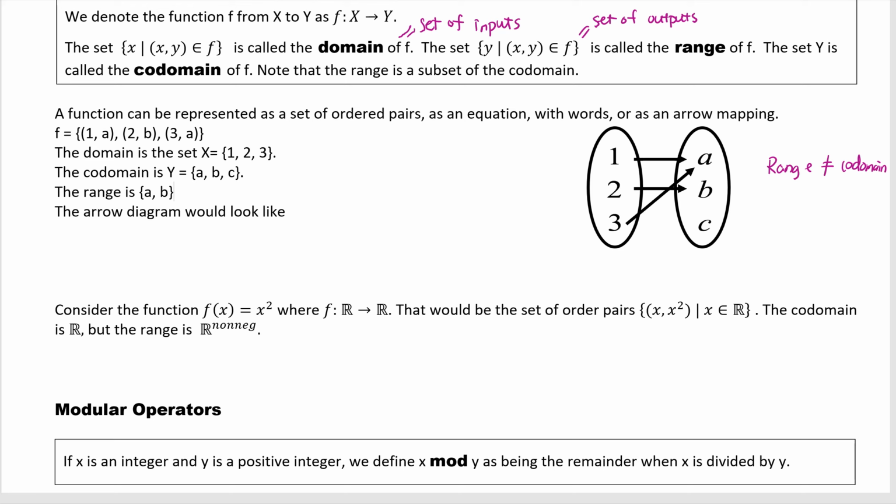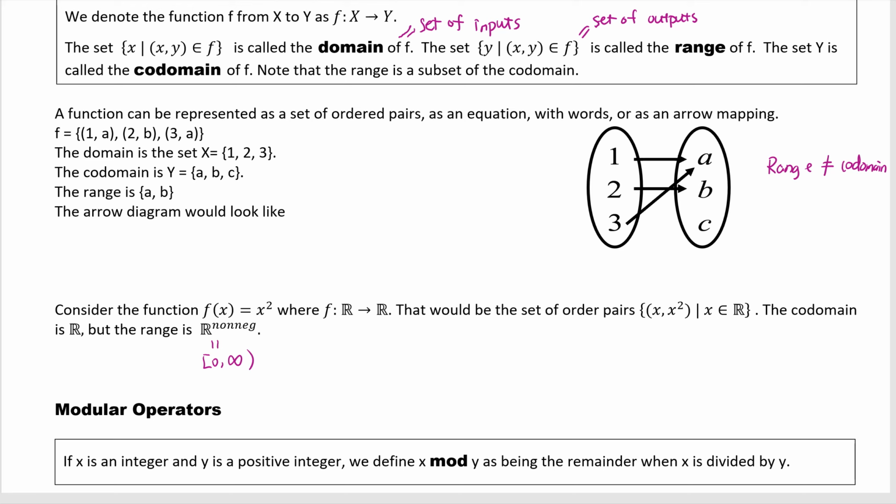Okay, continue. Consider the function f(x) equals x squared. So now we can see, as we just mentioned above, the function is the set of ordered pairs (x, x squared). The codomain is R, and the range is the non-negative reals. So this is the notation to denote [0, infinity). So the set of real numbers but non-negative real numbers.